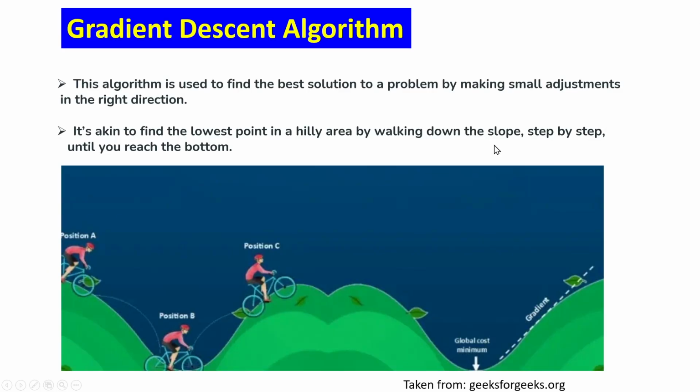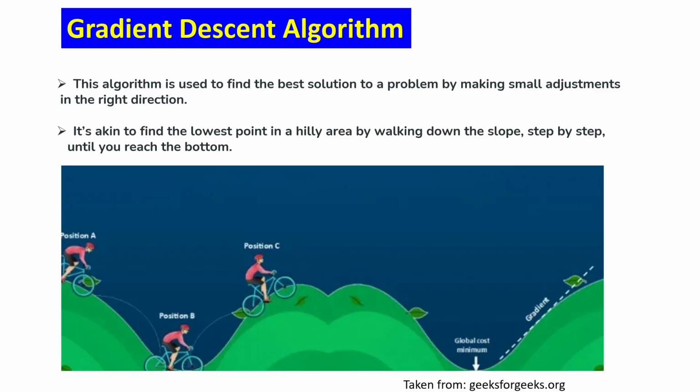And how can we minimize the error? By using this technique called the gradient descent algorithm. And what is this technique? As you know, this algorithm finds the best solution to the problem by making small adjustments in the right direction. This is a very important statement. How do you do that?